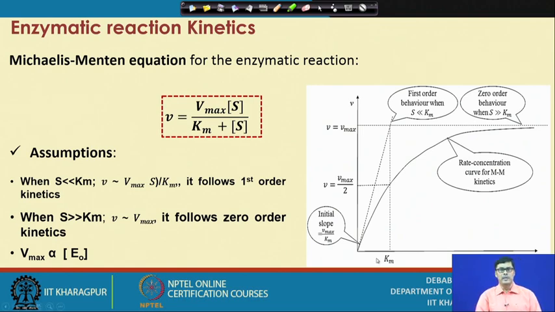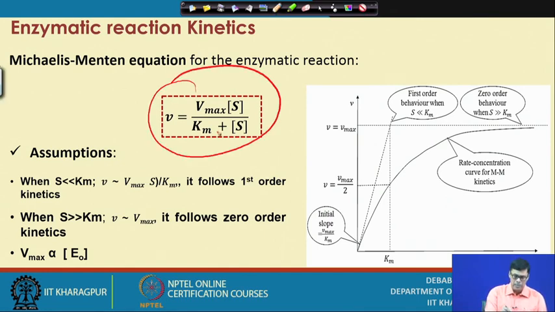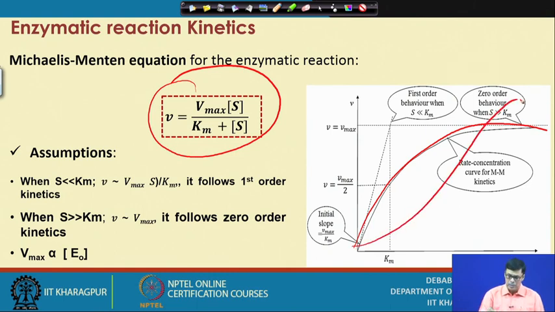Now, Michaelis-Menten proposed one equation. This equation is V equals Vmax S over Km plus S. This equation is purely on the basis of the correlation shown here. And if the correlation is not like this, the Michaelis-Menten equation is not valid.